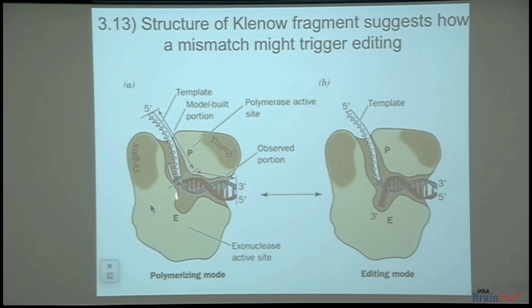By having two different active sites for polymerization and the exonuclease reaction, we can specifically trigger the degradation when there's a mistake, because that mistake increases the probability that this 3' end will find its way into the degradative active site.